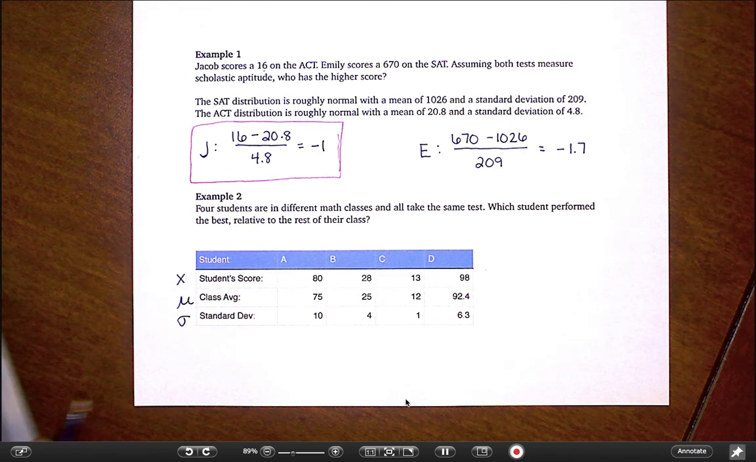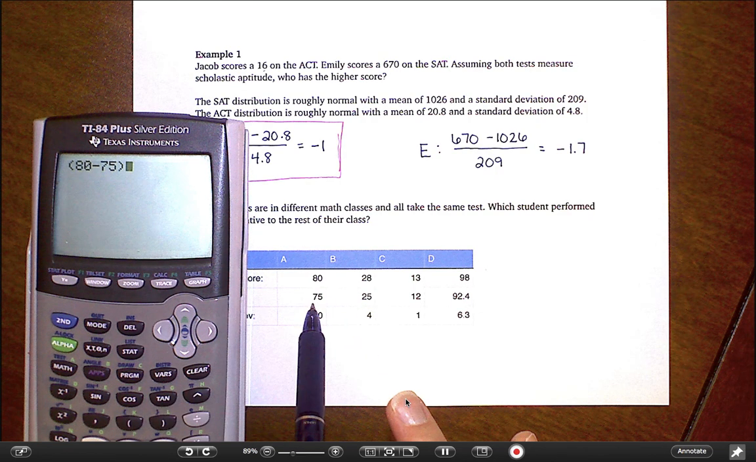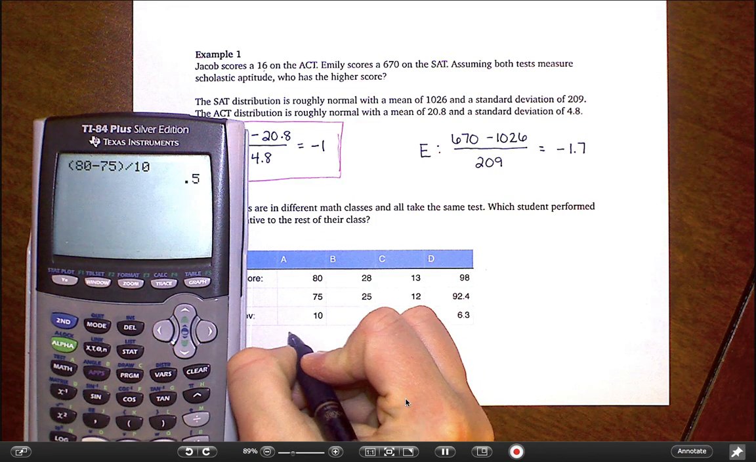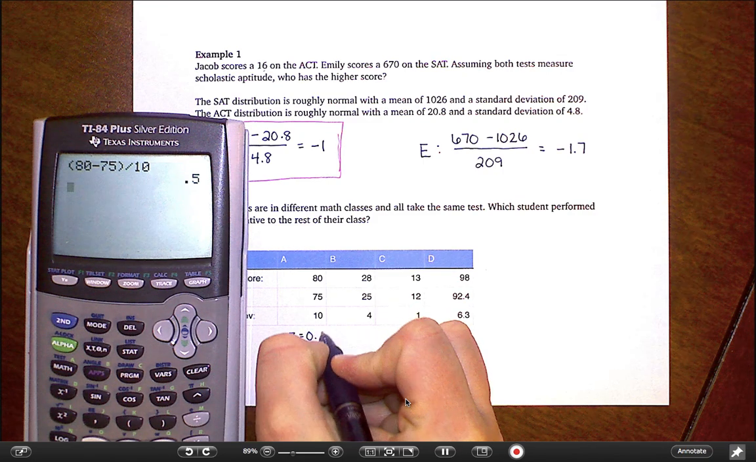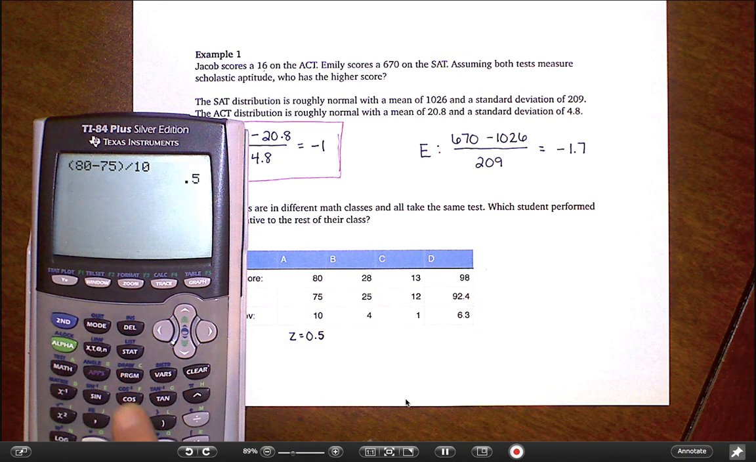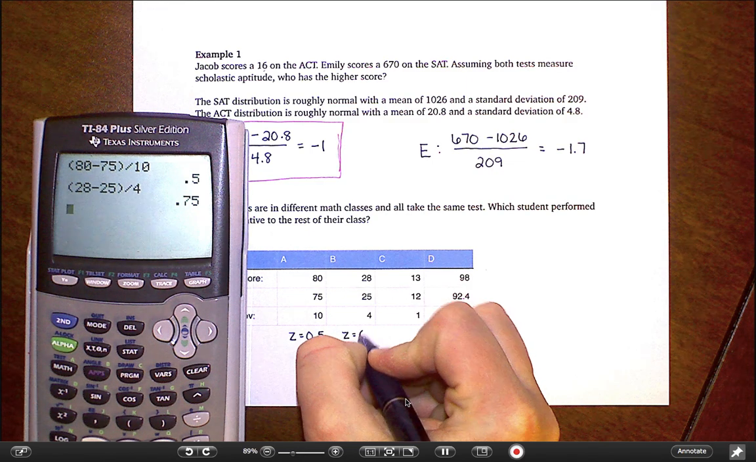So I'm going to do each one as a z-score, and I'm not even going to write these all down. I'm just going to start calculating. So I'm going to do 80 minus 75. That tells me I'm 5 points above average. And then if I'm talking in terms of standard deviations, I can divide by 10 and get a 0.5. So student A was half a standard deviation above the mean. Student B, 28 minus 25, divide by the 4. And this student was 3/4 of a standard deviation above the mean.